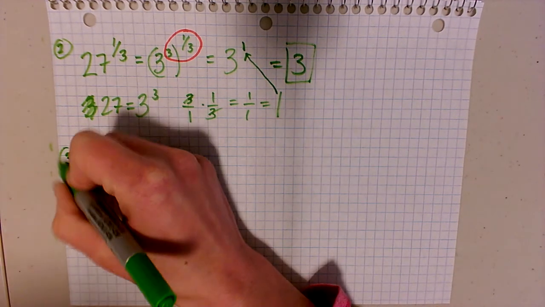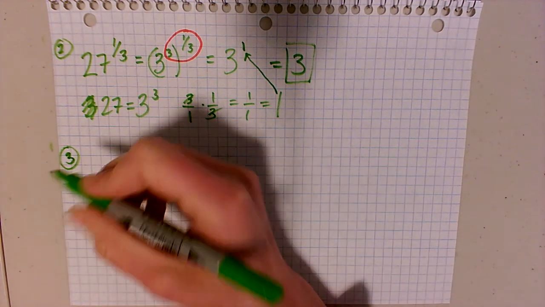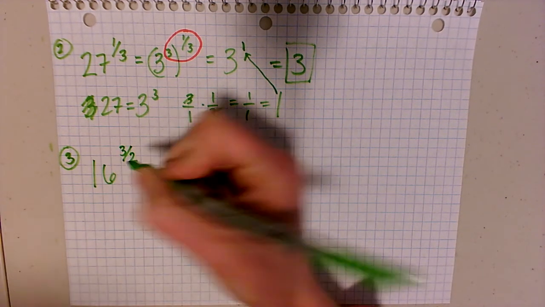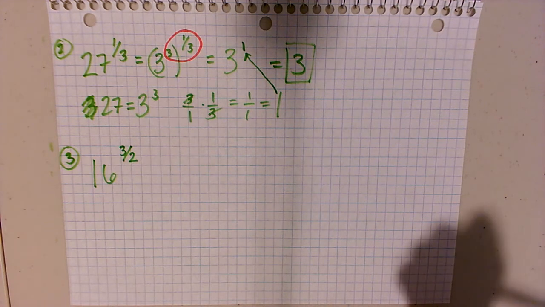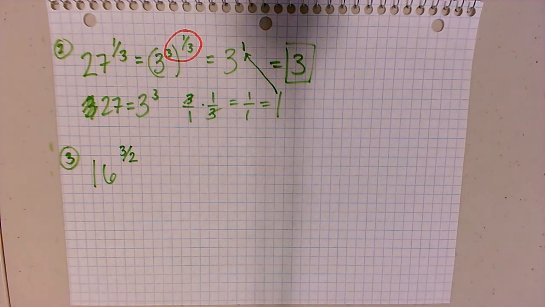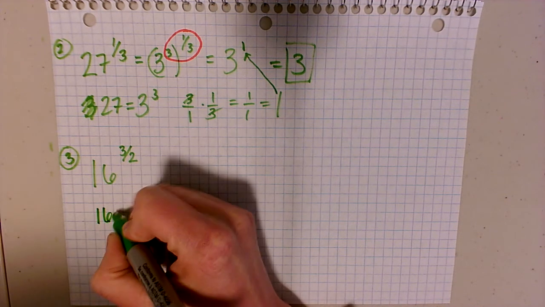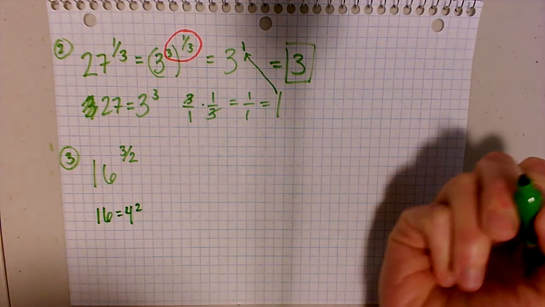So for number 3, we want to kick things up a notch, and we now have a numerator in our exponent besides 1. So we have 16 raised to the 3/2. Now, I don't know if you noticed in the previous 2 examples, the trick to doing these problems is to think of some number that will make the denominator of your exponent cancel. So for 16, we know 16 is the same thing as 4 squared, right?